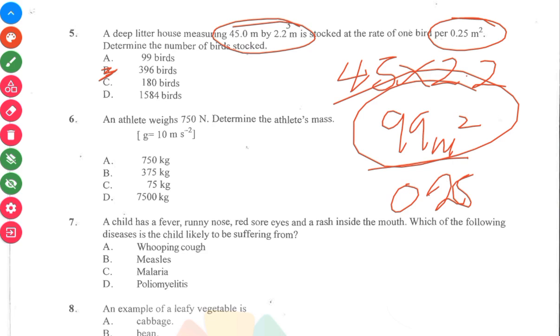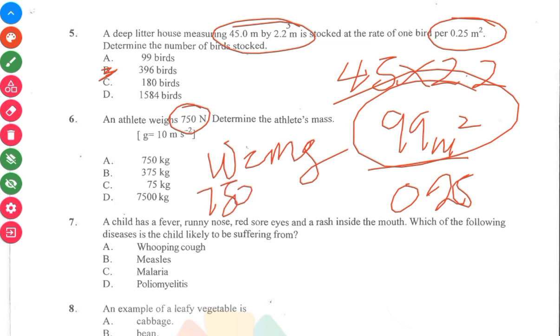Number 6, an athlete weighs 750 Newton. Determine the athlete's mass. Weight equals mass times acceleration due to gravity. So I have the weight to be 750, and acceleration due to gravity is 10 m/s squared. So all I will do is divide both sides by 10. So I end up with 75 kilogram. So number 6 is C.